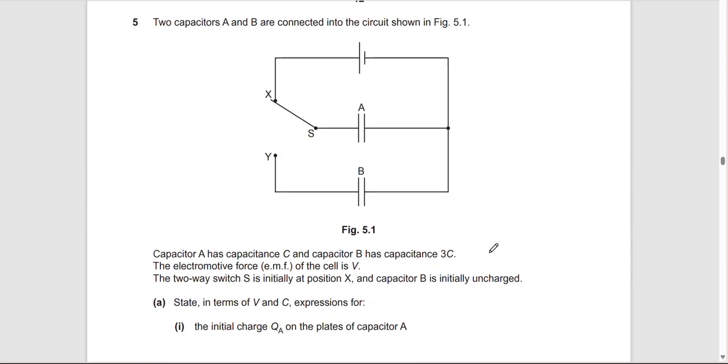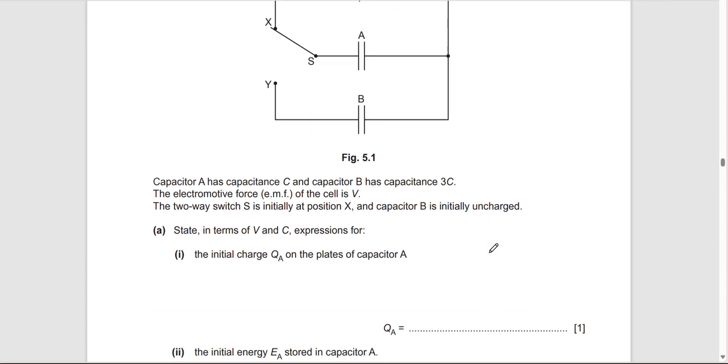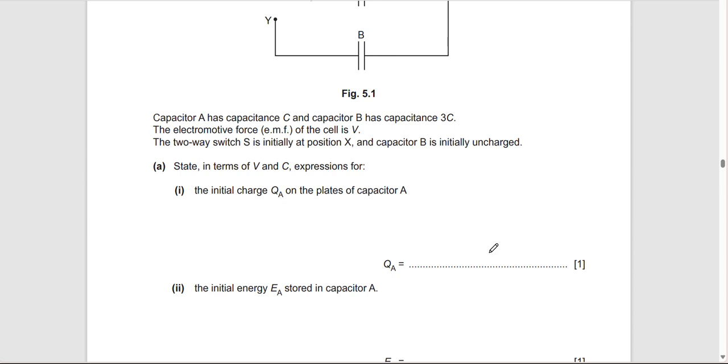Question 5. Two capacitors A and B are connected into the circuit shown in Fig 5.1. Capacitor A has capacitance C and capacitor B has capacitance 3C. The electromotive force EMF of the cell is V. Two-way switch S is initially at position X and capacitor B is initially uncharged. State in terms of V and C expressions for the initial charge QA on the plates of capacitor A.